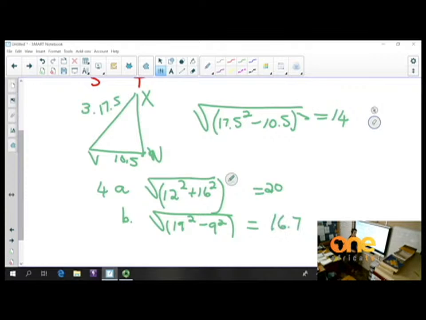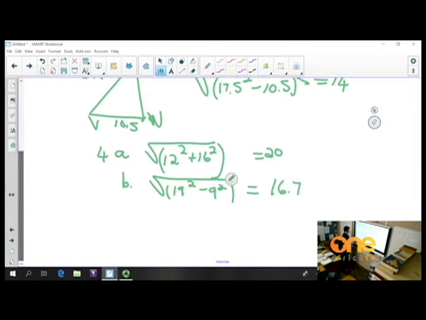Remember, we round off to 3 significant figures. The sides are to 3 significant figures. Number C, are you going to add or subtract? I'm going to subtract. So it will be 26.4 squared minus 12.3 squared is equal to, okay, and we can do that one again then: square root of brackets 26.4 squared minus 12.3 squared, close, is equal to, and I have 23.4.